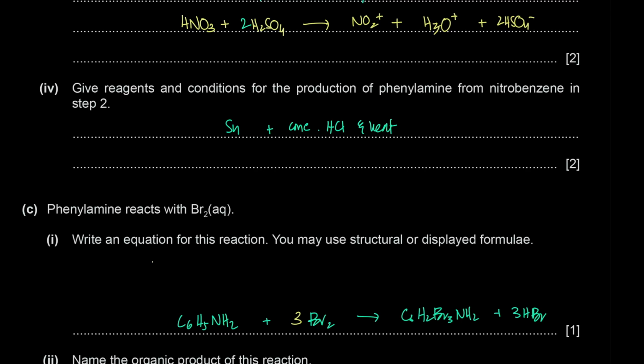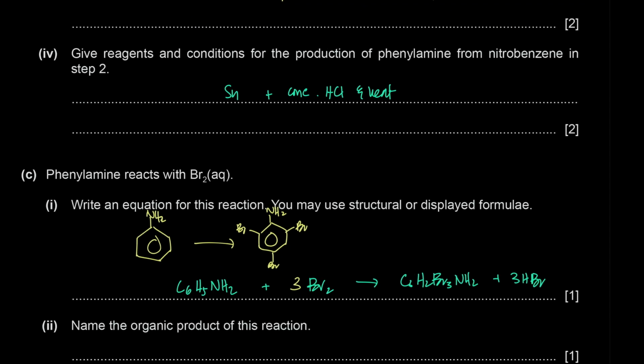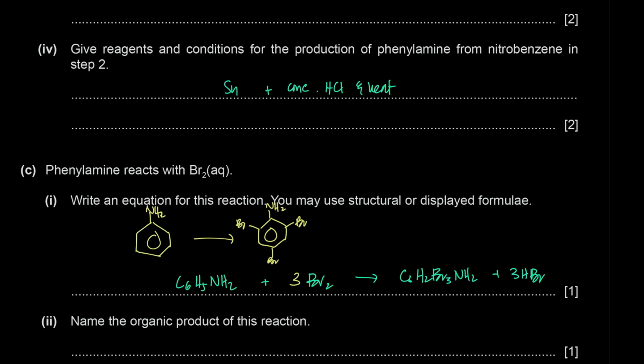Here, phenylamine, when it reacts with aqueous bromine, is similar to what you have with benzene. So you end up making this product, with Br, Br, and Br: 2,4,6-tribromophenylamine. For phenol and phenylamine, you're going to see a white precipitate and decolorization of aqueous bromine here. The organic product over here is 2,4,6-tribromophenylamine.